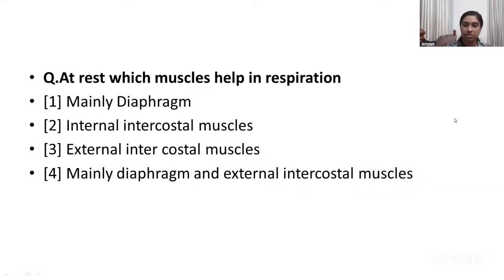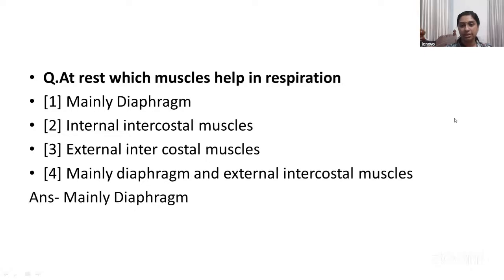So coming to the next question. At rest, which muscles help in respiration? The options are mainly diaphragm, internal intercostal muscles, external intercostal muscles, mainly diaphragm and external intercostal muscles. So what's the answer here?